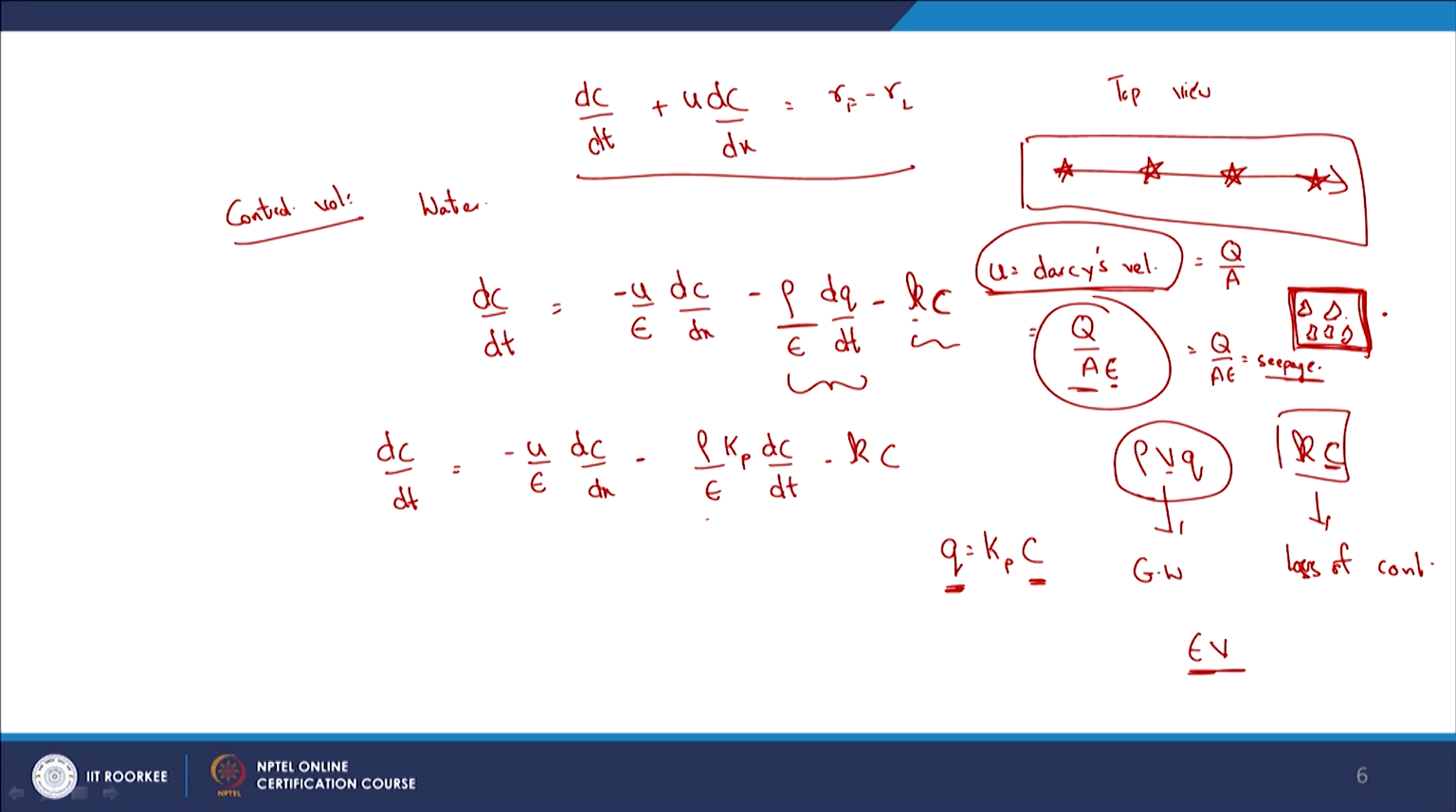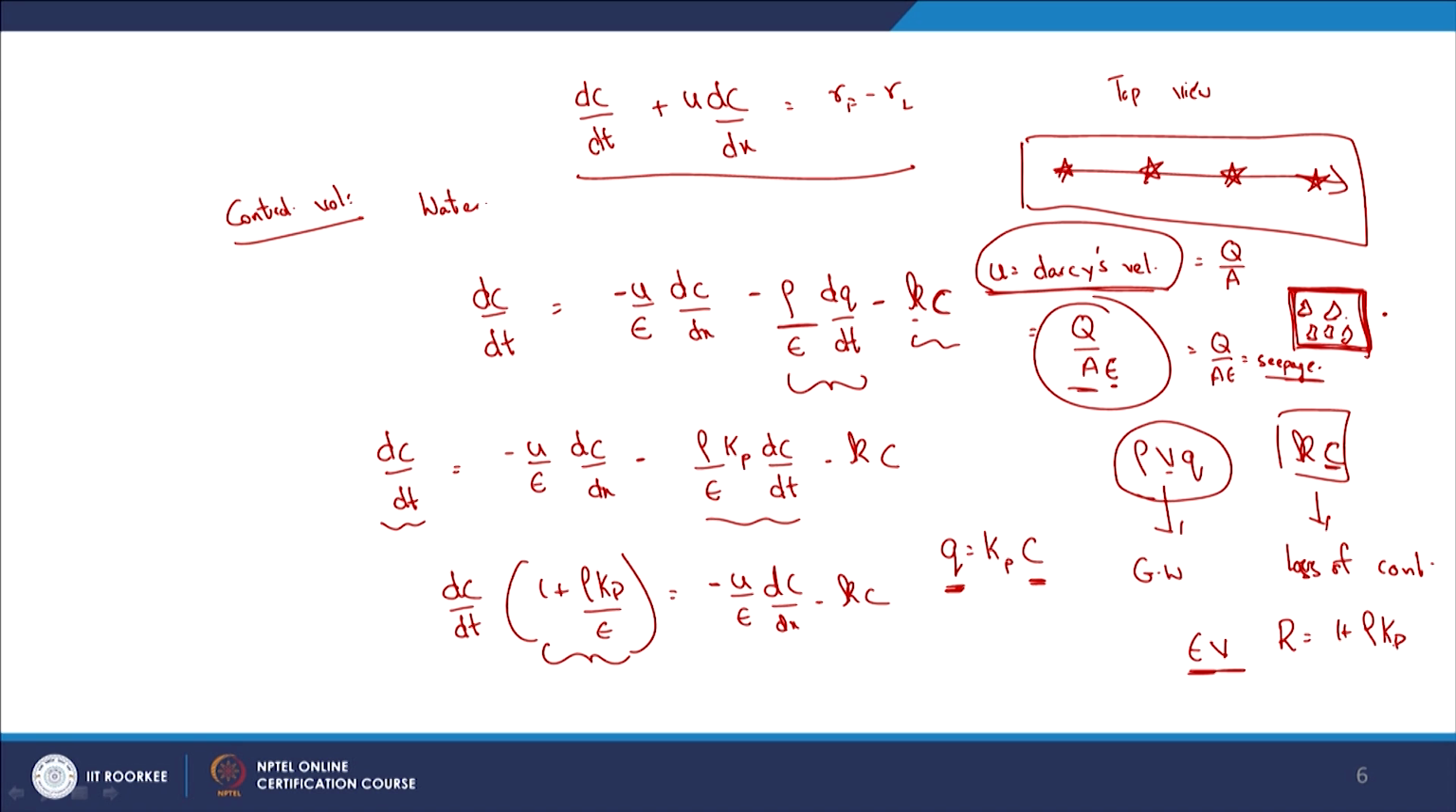So, again I am going to take this term out here to the left, and what is that now? That is dC/dt times (1 + ρ Kp/porosity) equal to minus u/porosity dC/dx minus kC, right. Again this is what we have, and what is this particular term? As we know, the retardation factor is equal to 1 + ρb Kp/porosity, and as you see, this is the retardation factor.